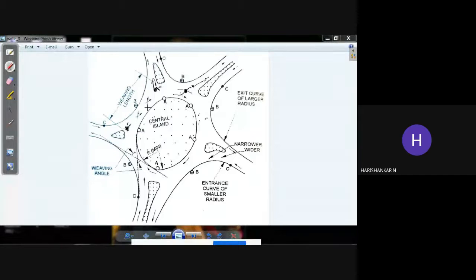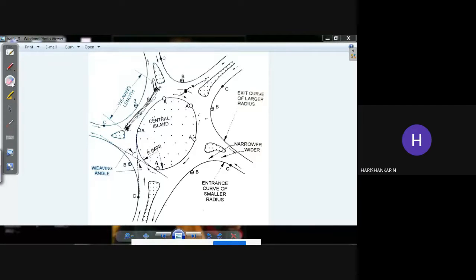The distance in between the weaving points is known as the weaving length. So an individual weaving length consists of the distance between two weaving points. That means the distance between the points at which the weaving occurs. So that is the weaving length.